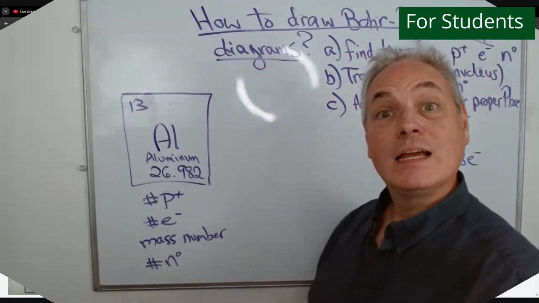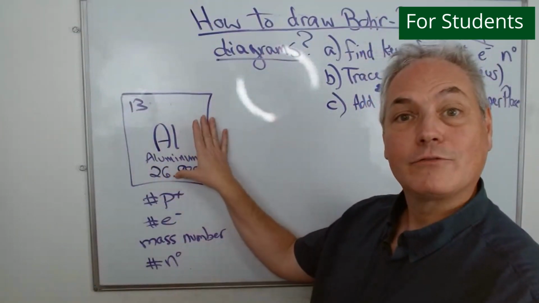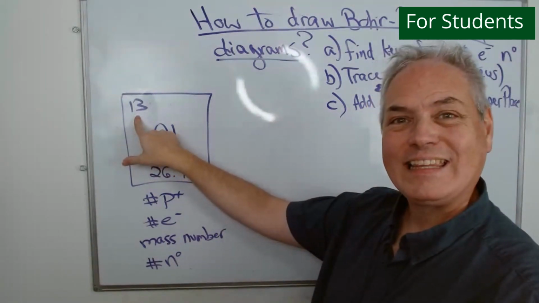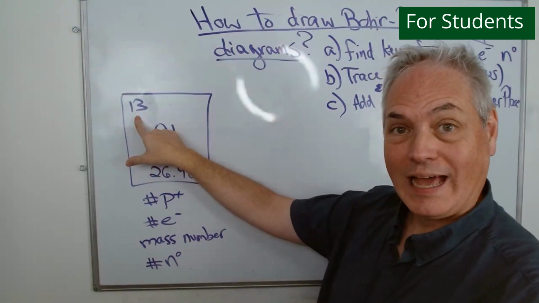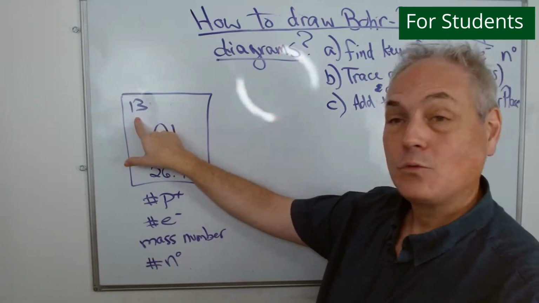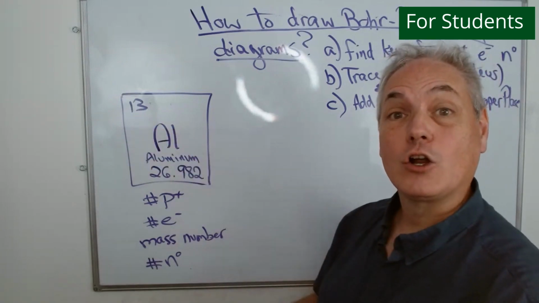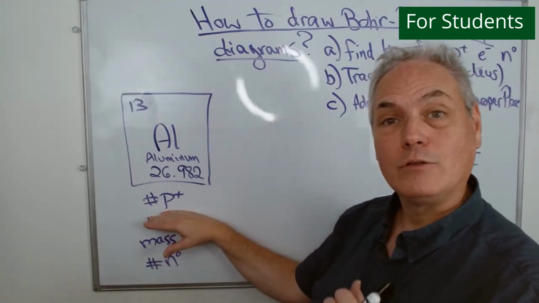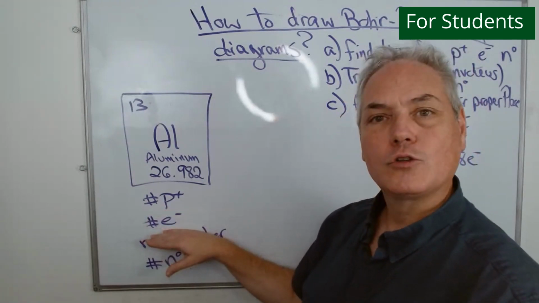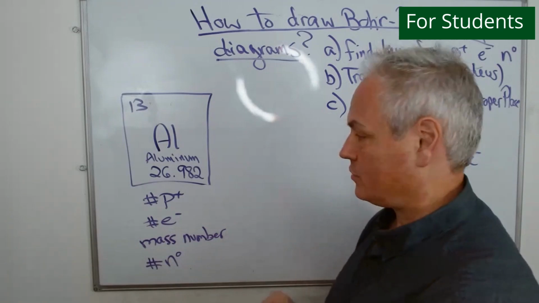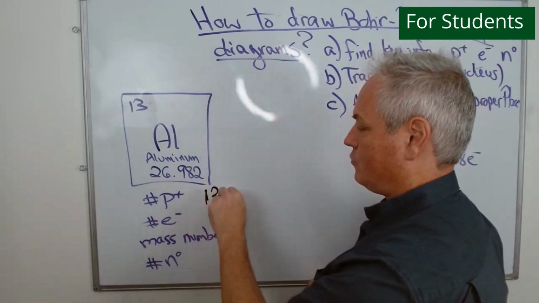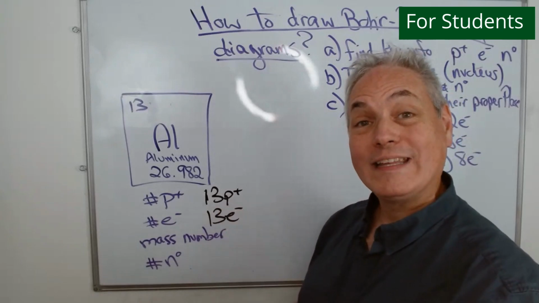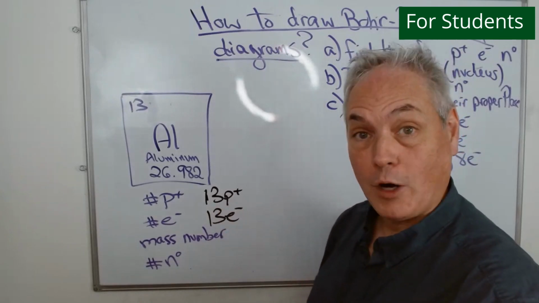Let's see if we can look at the information we get from the periodic table. Knowing that the atomic number is 13, that gives us the identity of the atoms. And we know that with an atomic number of 13, there are 13 protons. And because we're dealing with neutral particles, we also have 13 electrons. So here we have already information about our first two particles.